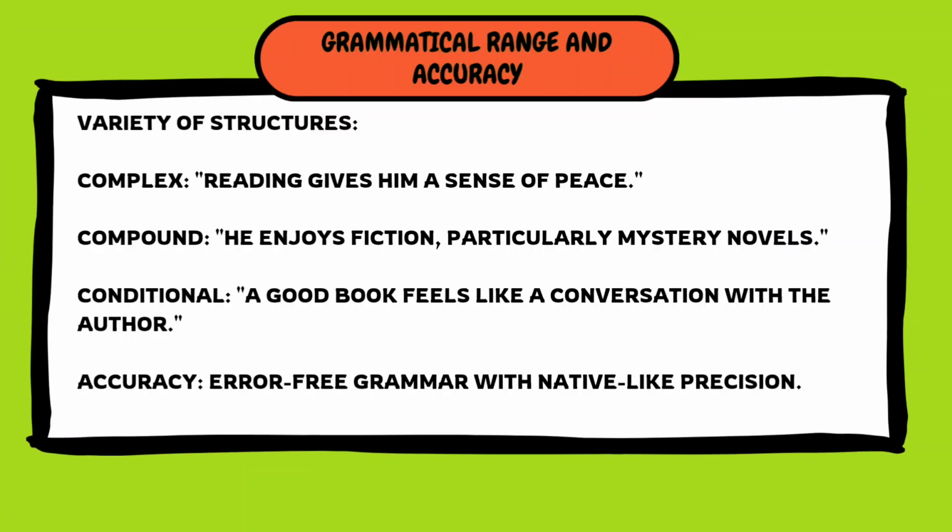Third, grammatical range and accuracy, Band 9. Variety of structures: the response includes a mix of complex, compound, and simple sentences. Examples. Complex: another reason could be that he finds comfort in solitude, and reading gives him a sense of peace and fulfillment. Compound: he enjoys fiction, particularly mystery novels by authors like Agatha Christie and Arthur Conan Doyle.